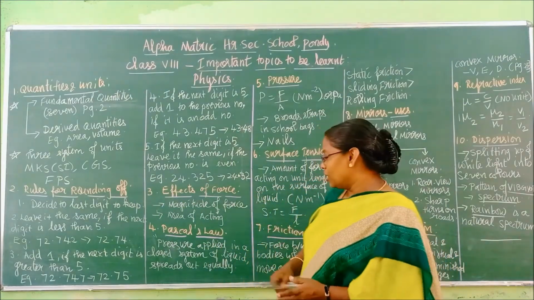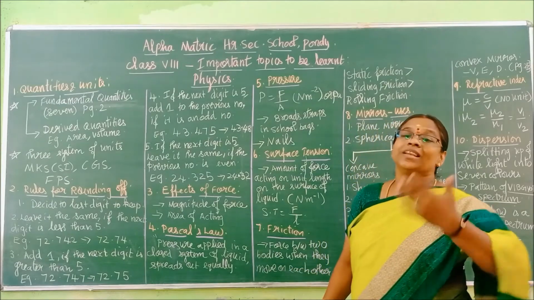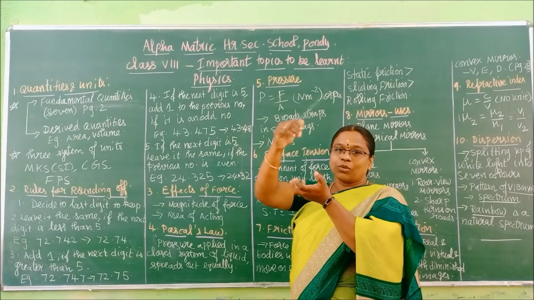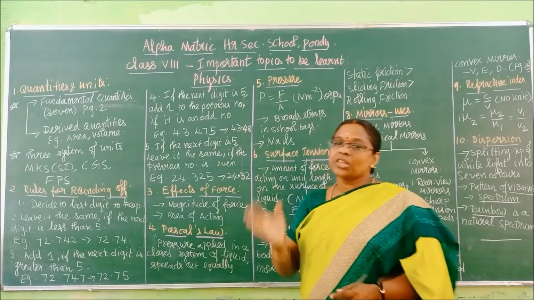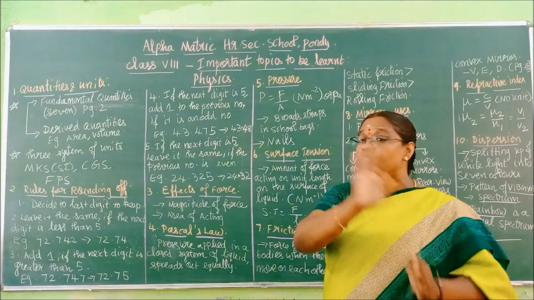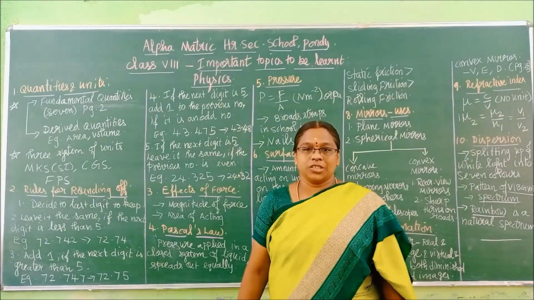What is that law? The pressure applied in a closed system of liquid spreads out equally. If a liquid is in a closed container and we apply a pressure, the pressure will not stay only where we apply it. It will spread out in all directions.